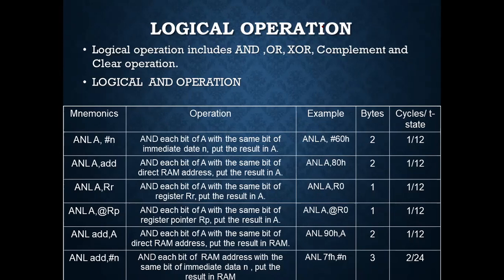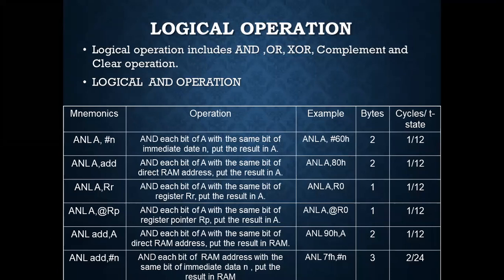And what is the fifth one? The content of the accumulator will be bitwise ANDed with the address, and it will be stored in the address. Yes, but not the address itself, the content of the address. Okay, the content of the address. Yes, very good. And the last one is with immediate data: the content of the address and the immediate data will be bitwise ANDed, and the result will be stored into that particular address.